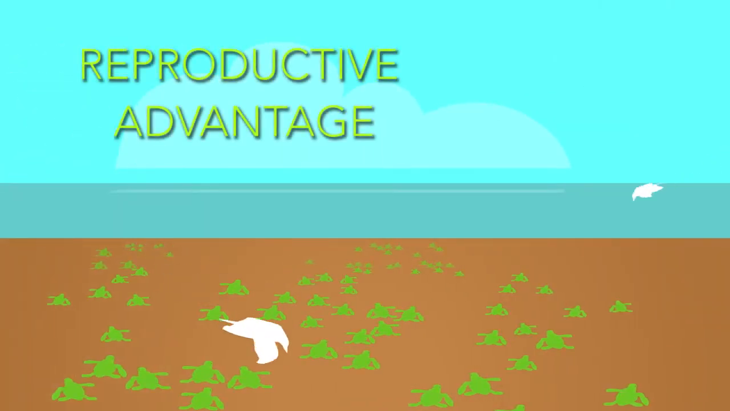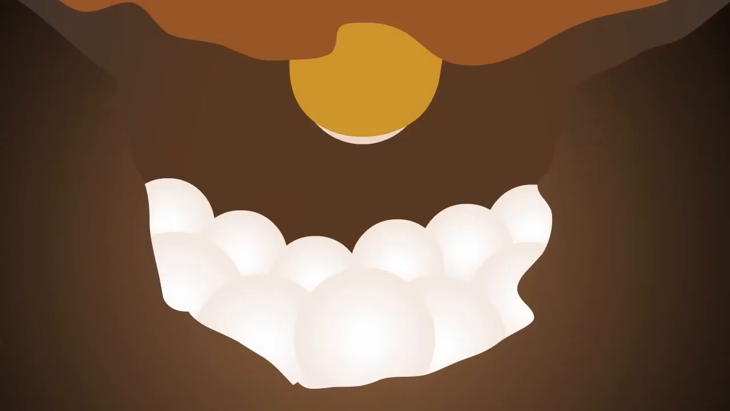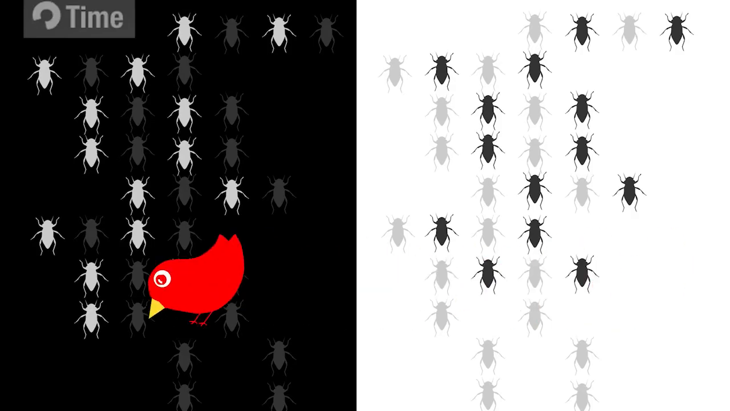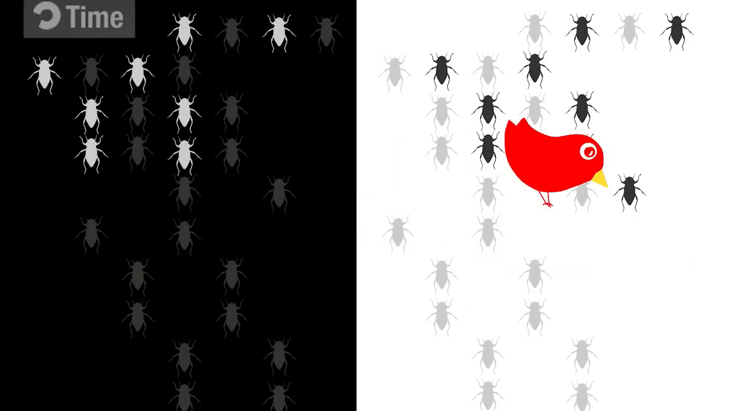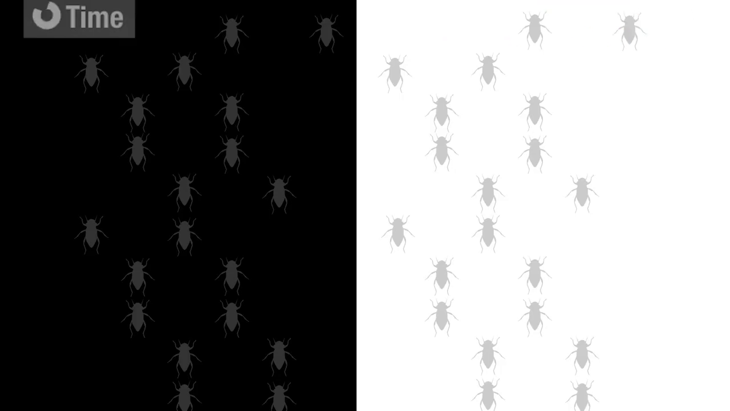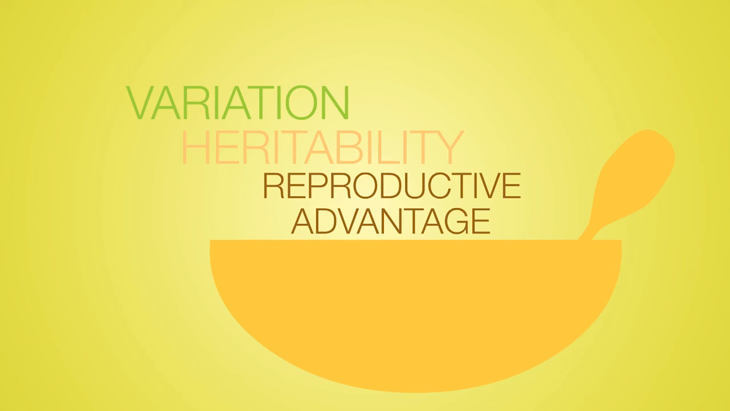Reproductive advantage means that individuals with a certain trait are more successful at reproducing than others. Those with the most favorable traits reproduce, passing their genes to the next generation. Over multiple generations, unfavorable variations decrease in a population, and favorable ones become more common. If any of these ingredients are missing, then it's not natural selection.